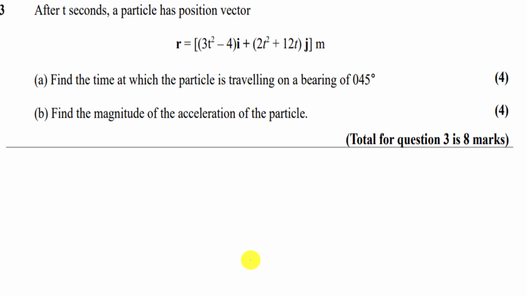Right, question 3. Now it says find the time at which the particle is travelling on a bearing of 045. So if you think of it as a bearing of 045, that must mean it's travelling exactly in that ratio, i and j direction, because that will give the 45-degree angle. So that's what we need to do first.